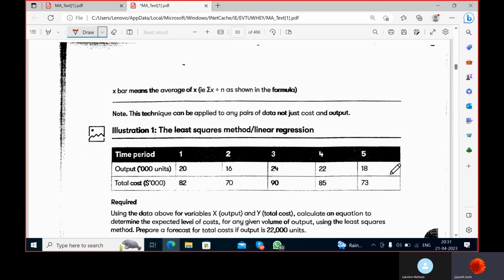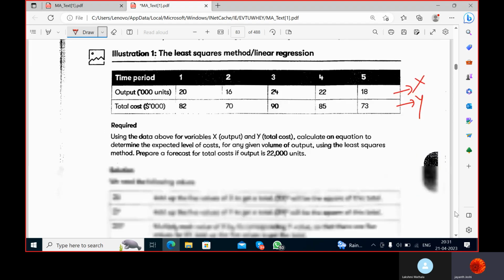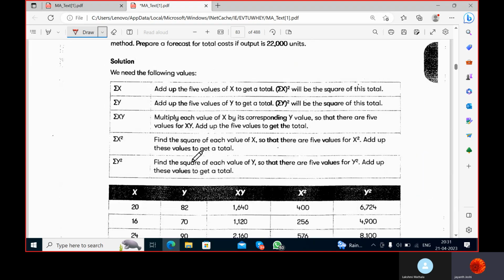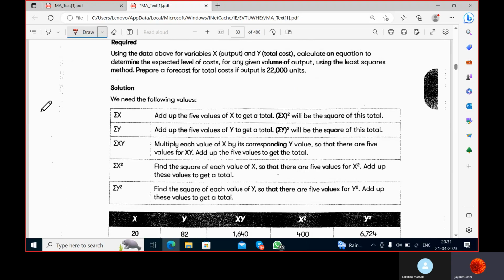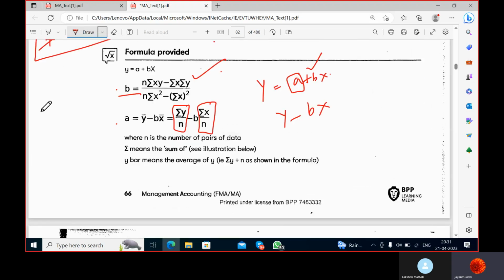So again, you have X and Y. These are the outputs. These are the total cost. This you have taken as X, this you have taken as Y. So what do you need to find? First thing is you have a task here. You have to find out the B value. B is going to be sigma xy.